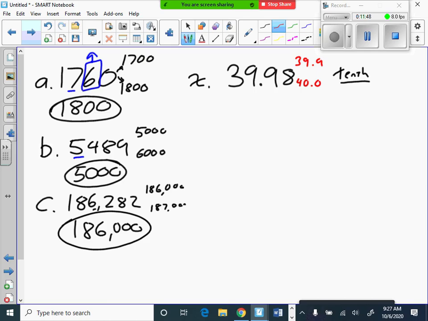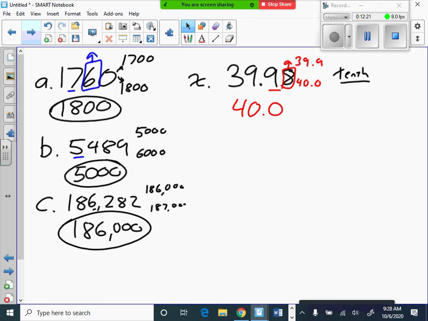If I look at my tenths, this is between 39.9 and 40.0. If I look at my tenths place, the 8 tells me to go up, which makes this a 10, which makes this 40. To round to the nearest tenth, we have to keep the tenths place. So there has to be that 0. Does that make sense? Okay, have a seat. You'll see those occasionally. Make sure you got it.